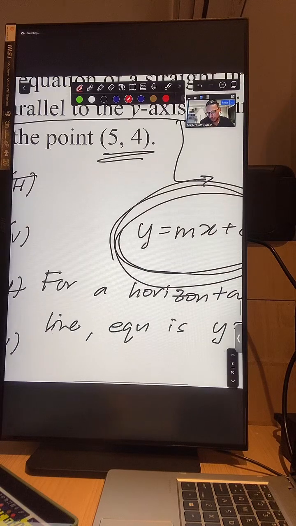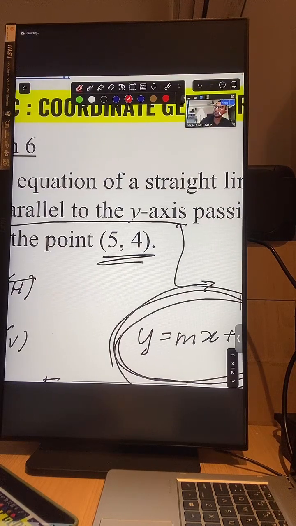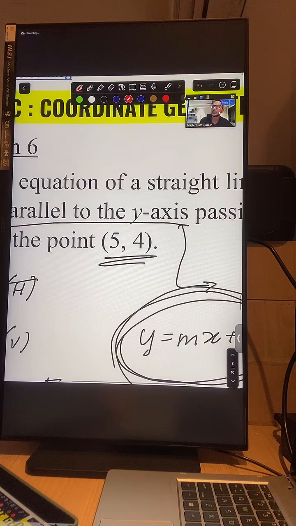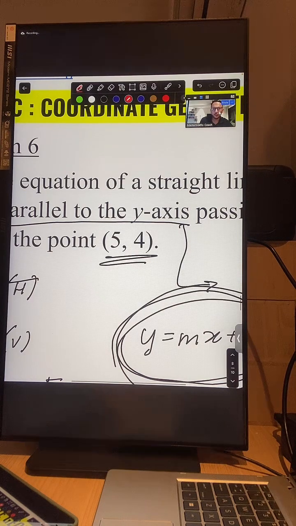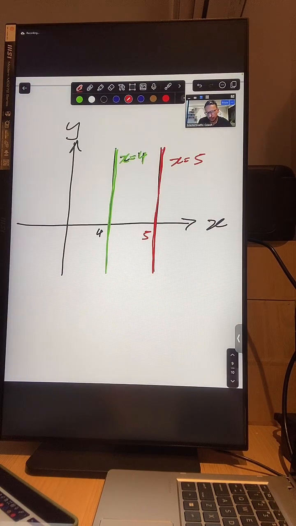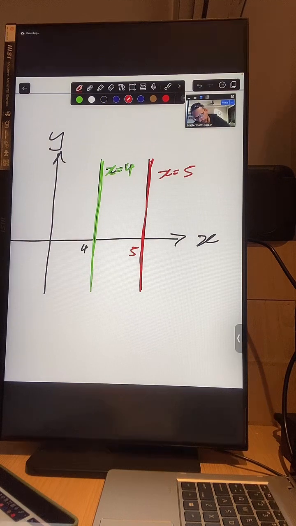Now, where is (5, 4)? See, this is good for those of you who are pictorial, more into looking visual. You're visual learners. (5, 4). So (5, 4) here, the x coordinate is 5. The y coordinate is 4. Okay, let's find this (5, 4). So (5, 4) should be somewhere here. Okay, so if this is 4, dotted line, this will be (5, 4).